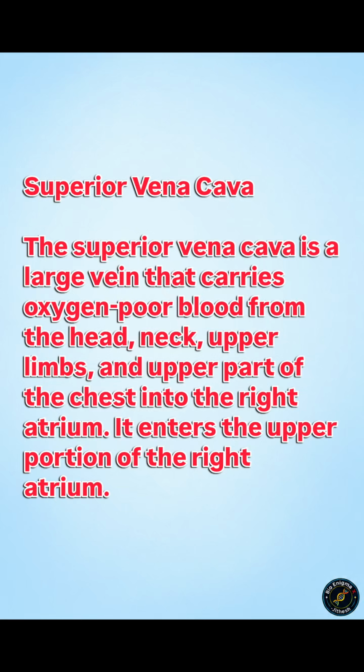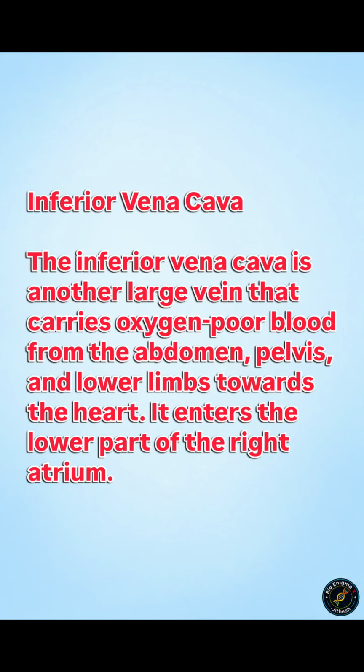Superior vena cava. The superior vena cava is a large vein that carries oxygen-poor blood from the head, neck, upper limbs, and upper part of the chest into the right atrium. It enters the upper portion of the right atrium. Inferior vena cava. The inferior vena cava is another large vein that carries oxygen-poor blood from the abdomen, pelvis, and lower limbs towards the heart. It enters the lower part of the right atrium.